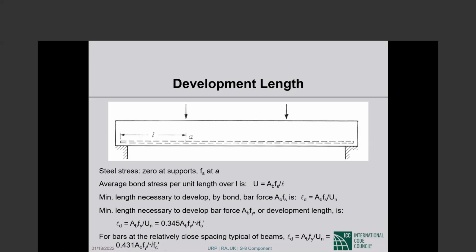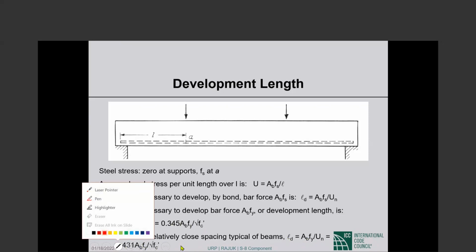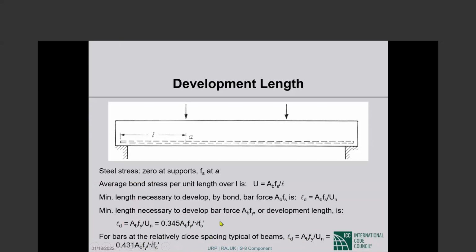For bars at the relatively close spacing typical of beams, the L sub D, which is A sub B F sub Y over the U sub N, which for a single bar is 2.9 square root of F sub C prime. Remember, if we have closely spaced bars, this U sub N is 80% of 2.9 square root of F sub C prime. So the required development length goes up by 1 divided by 0.8. If you divide 0.345 by 0.8, you get 0.431. So these are important results.